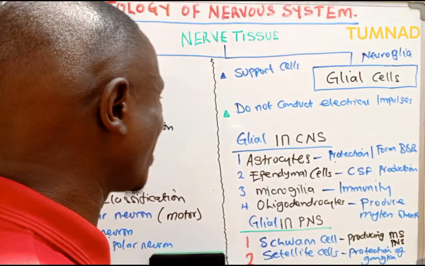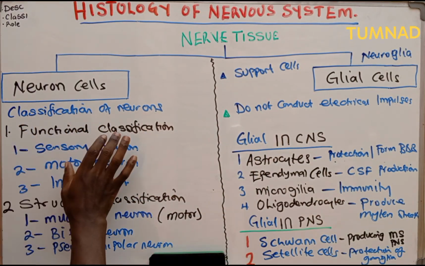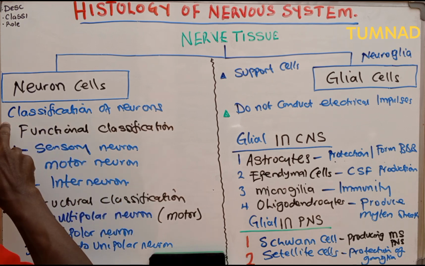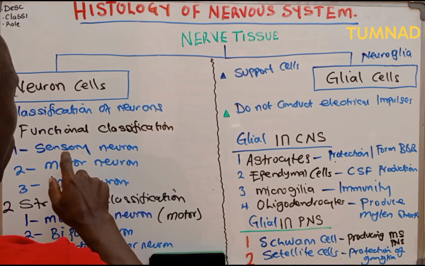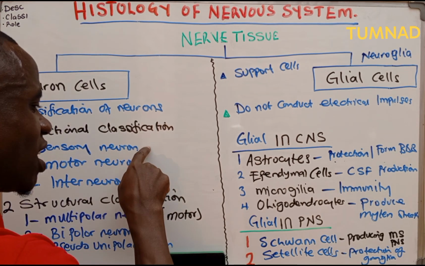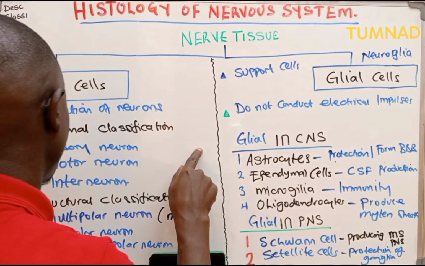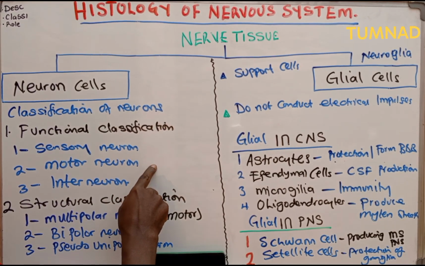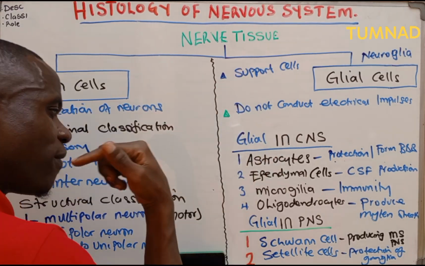Now we went ahead and classified these neurons. We classified them according to function, and also according to structure. For the functional classification, we have the sensory neurons that feed sensory information to the central nervous system. We also have the motor neurons that carry information from the central nervous system to the far peripherals.